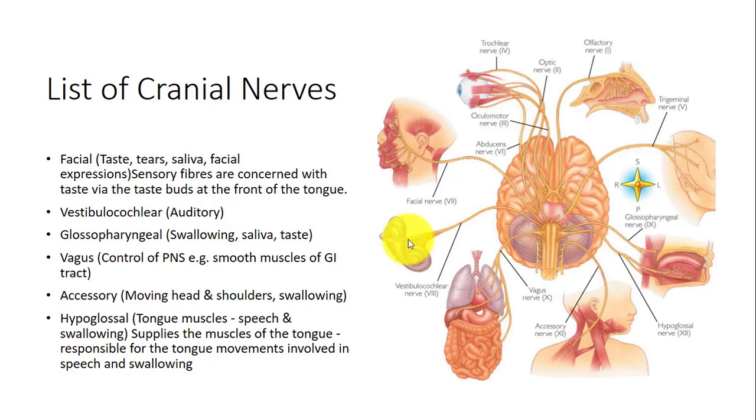The next one is the glossopharyngeal nerve. The glossopharyngeal nerve over here is nerve number 9. As you can see, this nerve is pretty low, located towards the bottom of the mouth, right? And the bottom of the mouth is really responsible for swallowing, saliva, and taste as well. So this is the glossopharyngeal nerve, okay?